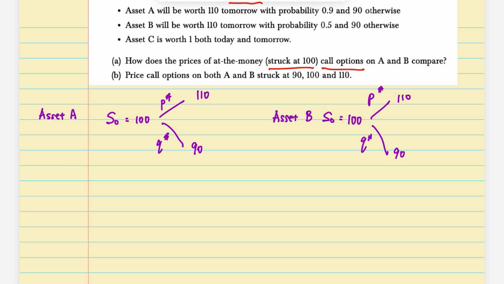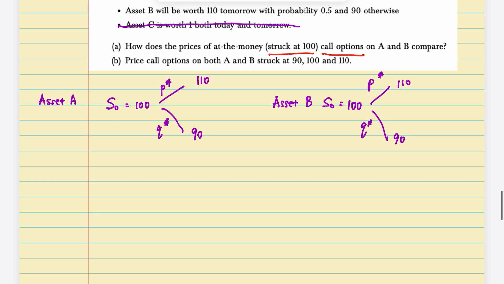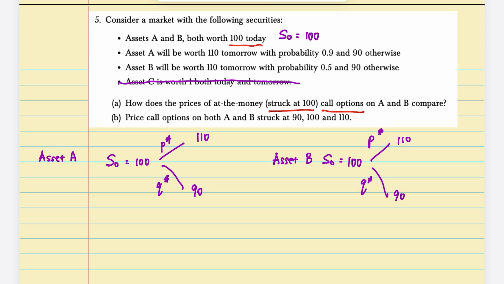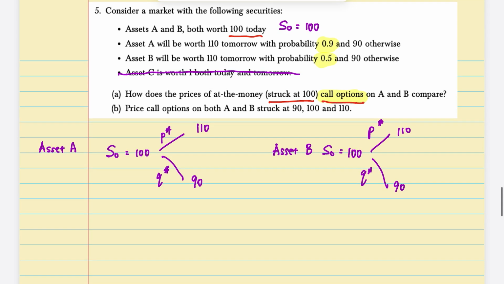Then asset C is worth 1 both today and tomorrow. But because the question doesn't ask about C, we can just ignore the last prompt here. Now, the first thing to catch is that this is call options. So option valuations normally will use risk neutral probability. So we will ignore all this probability here, because what we are actually using is risk neutral probability, whereby there's no arbitrage. So how are we going to do this?